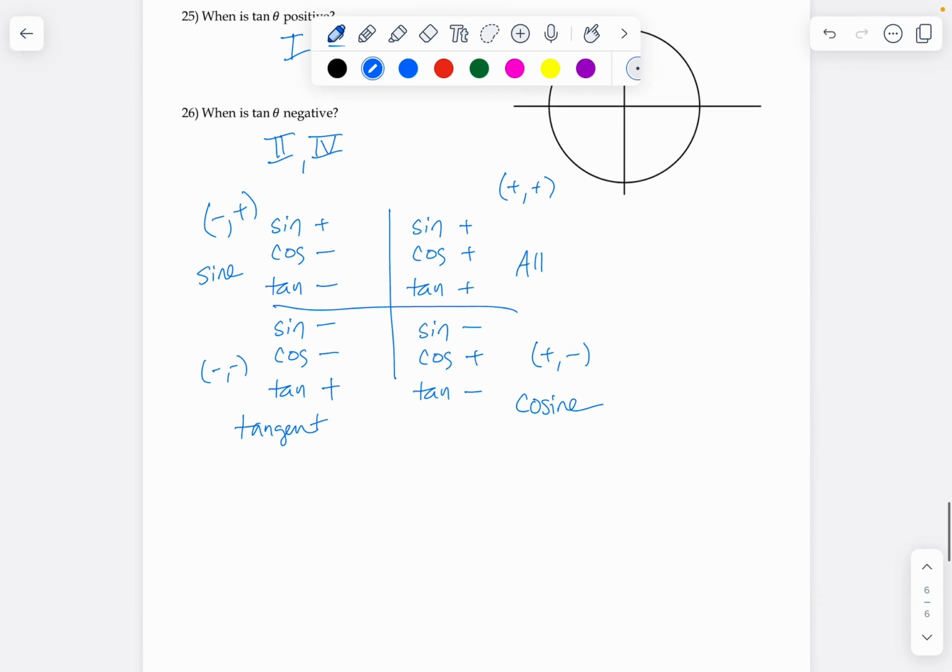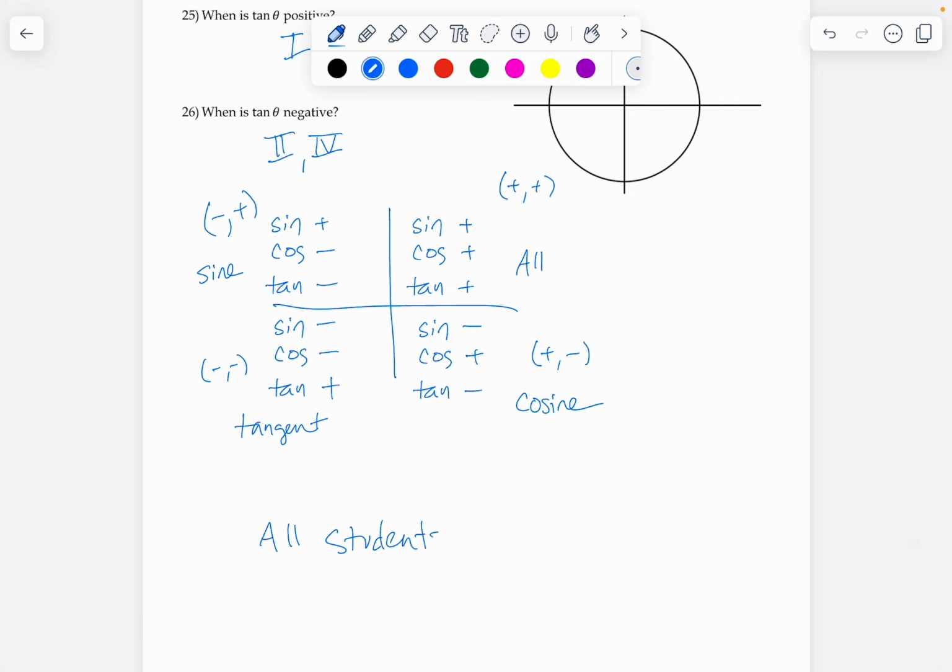And I've seen the little abbreviation, All Students Take Calculus. It's not true, but take calculus. But that'll help you remember. In quadrant 1, all of them are positive. The S, students, sine, is positive in quadrant 2. T, take, tangent, is positive in quadrant 3. And in quadrant 4, C, calculus, cosine.